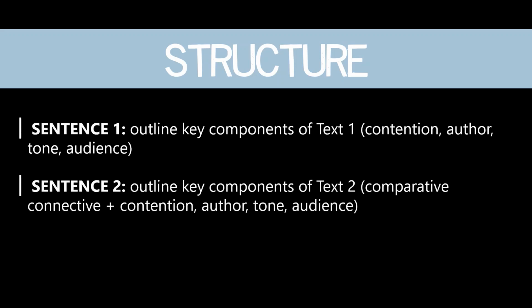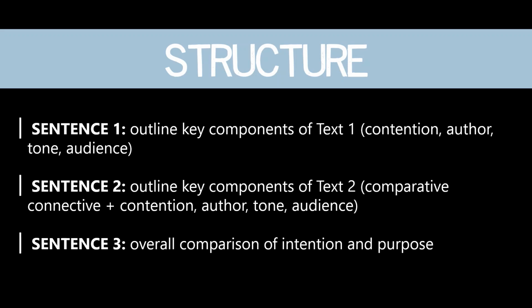So with our structure, I'd be looking at 3 sentences. In the first one, I'm going to look to outline key components of the first text. And again, these are things like contention, author, tone, and audience. It could be all of these, it could be some of these. My second sentence, I'm doing exactly the same thing, except this time I'm looking at text 2, and again, using my comparative connective.